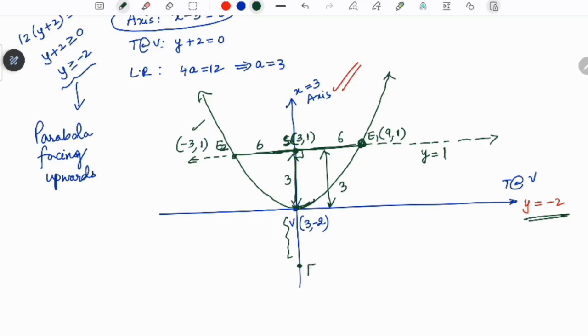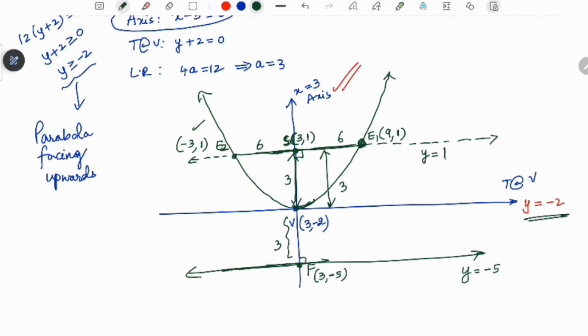Foot of the directrix. 3 comma -5. Yes. 3 comma -5. Correct. What is the equation of the directrix? y equals -5. y is equal to -5.